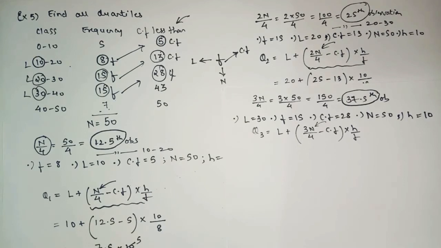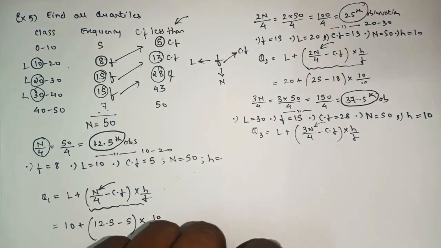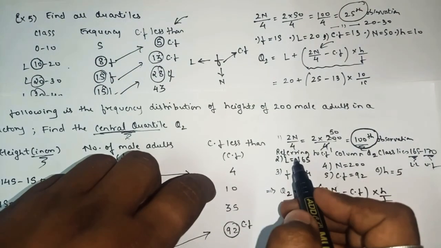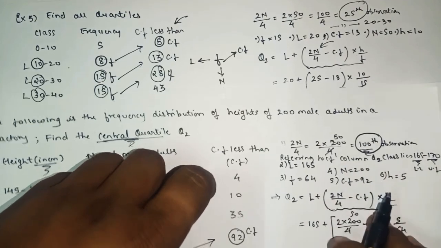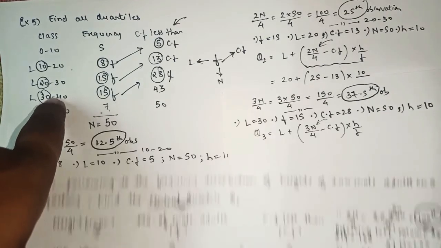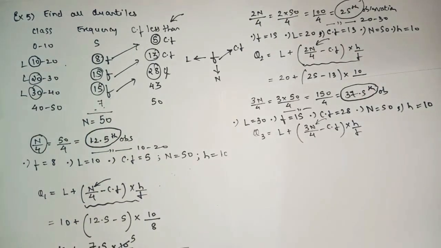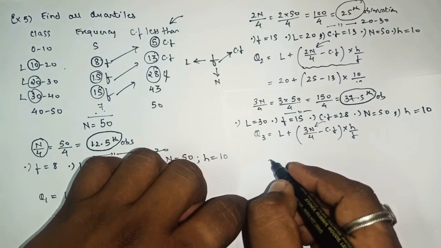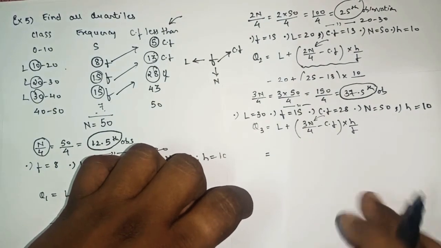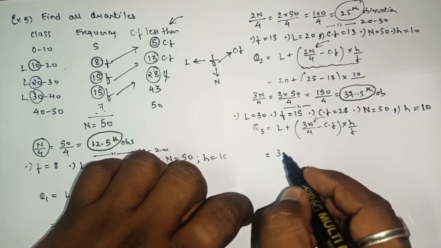Here, if you want, you can mention the step: referring to the cumulative frequency column, our Q3 lies between 30 to 40. So if the value of Q3 lies between 30 to 40, the final answer of Q3 should lie between 30 to 40 only. Now we'll see whether we are getting the answer between 30 to 40 or not, simply by substituting the values. So here the value of L is 30.